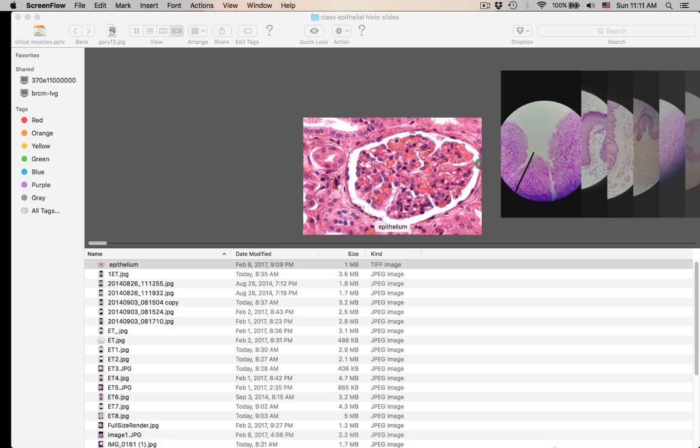So let's get started. Have a pad out, a pencil, write the name down of the epithelial tissue so you can practice your spelling. Say it out loud as you're writing it down. And let's get started with our first slide.